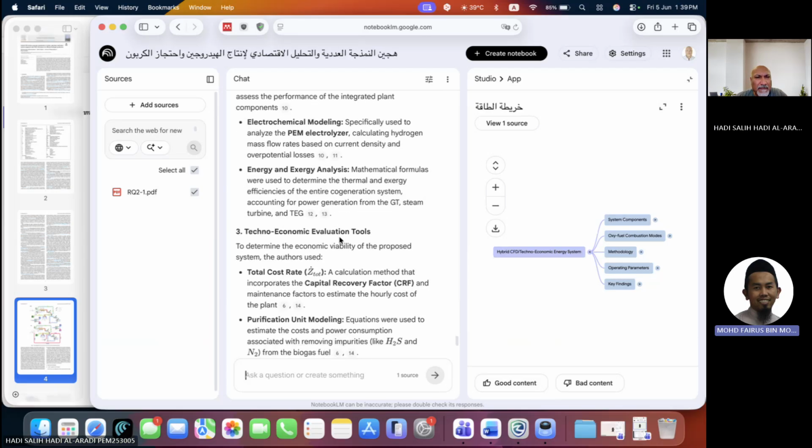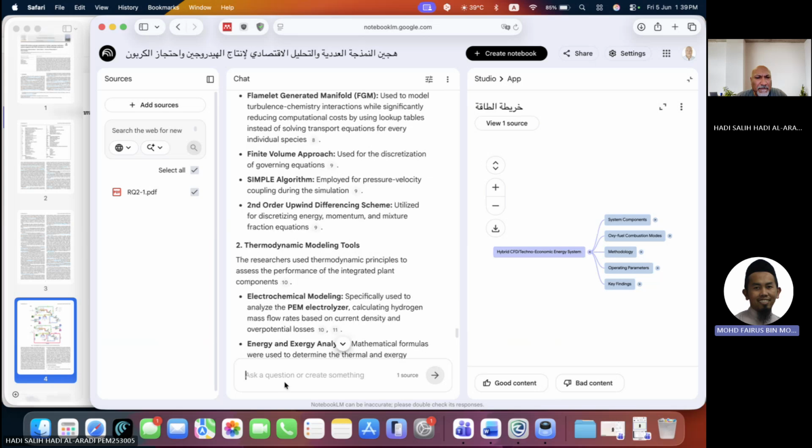Or you can just ask a quick question: is Aspen or similar tools being used in this study?